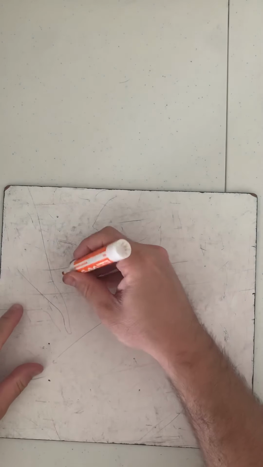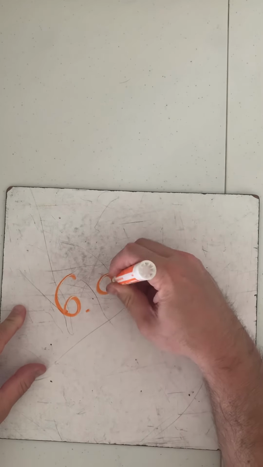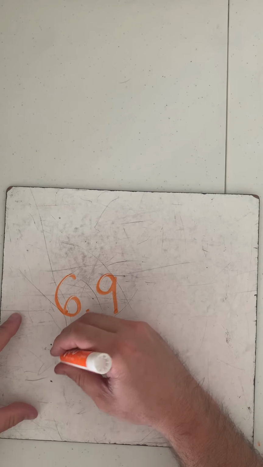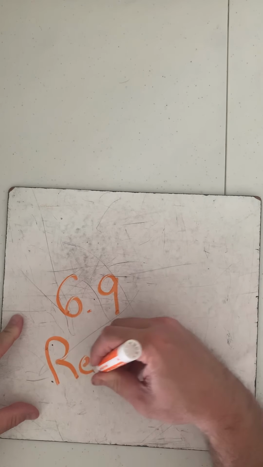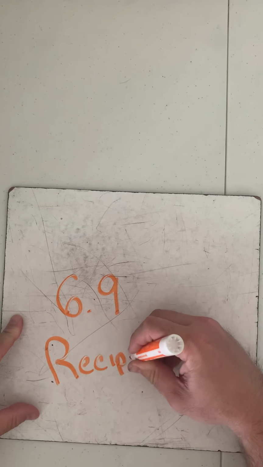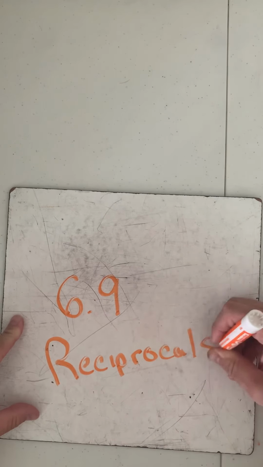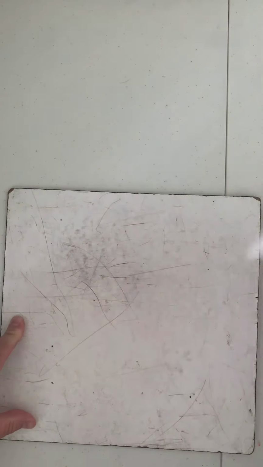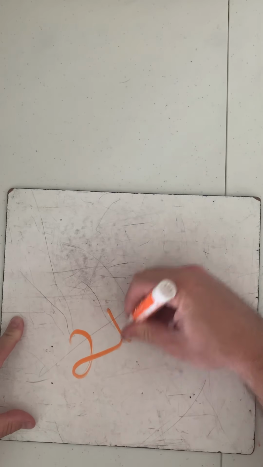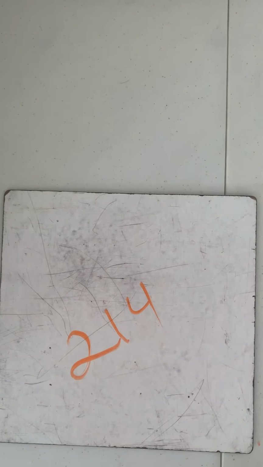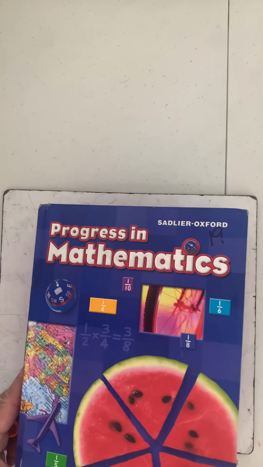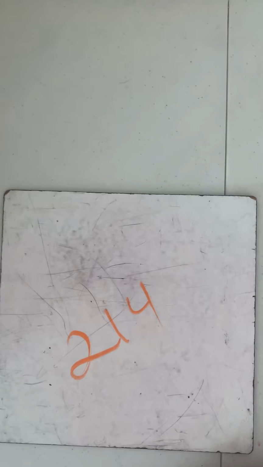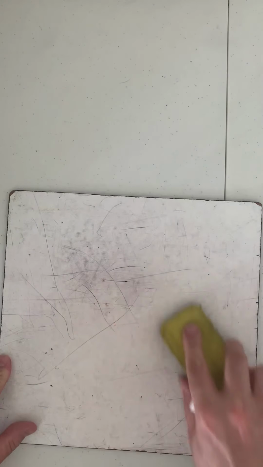Mr. Dallas here. Today we're going to look at lesson 6.9 on reciprocals. We are on page 214 of our math textbooks. So what we're going to look at today is 6.9, reciprocals.